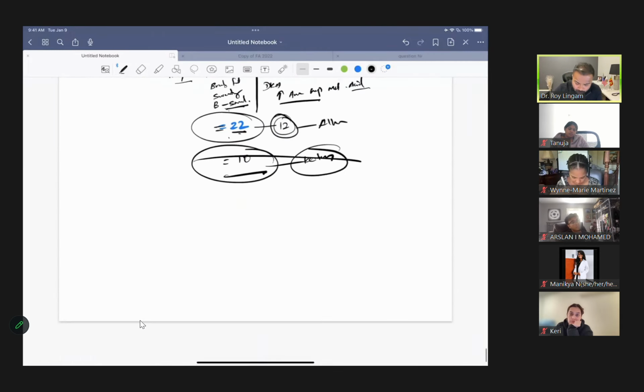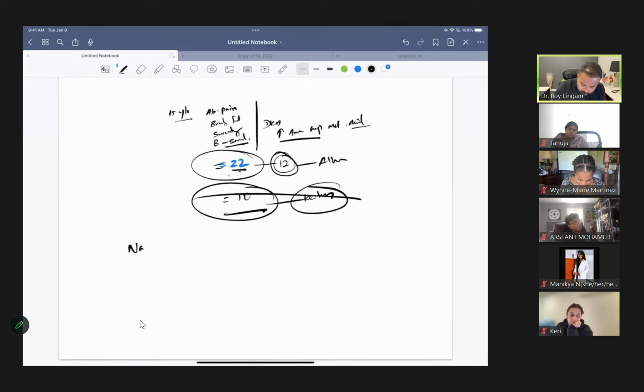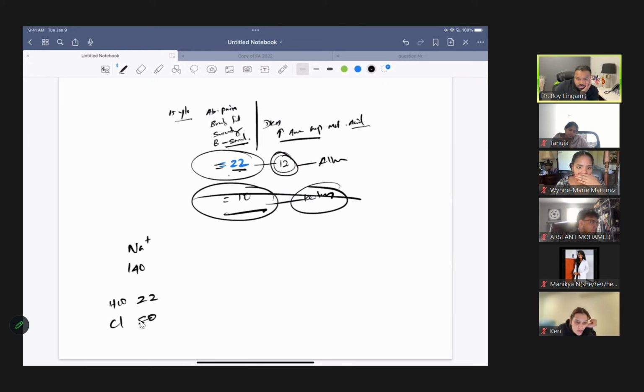Let's do a math problem. I'm going to give you guys a math problem. How about you tell me here? I'm going to make it hard. All right. Tell me what's happening. Chloride 85, bicarbonate 22. What is the problem here? Is it a normal anion gap or an increased anion gap?